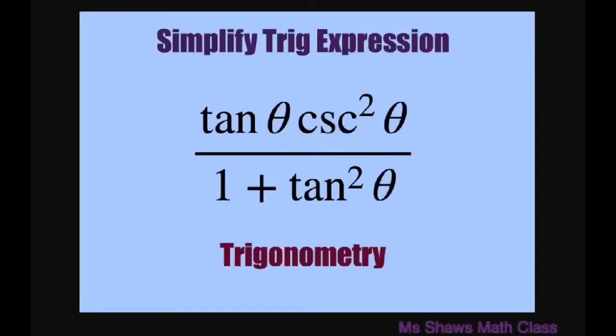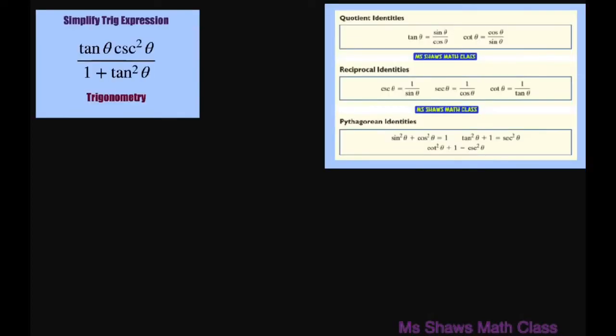Everyone, we're going to simplify the trig expression tan of theta times cosecant squared of theta divided by 1 plus tan squared of theta. So the idea here is to write everything in terms of sine and cosine and then simplify it until we just have one or two trig functions. So let's go ahead and write everything in terms of sine and cosine.